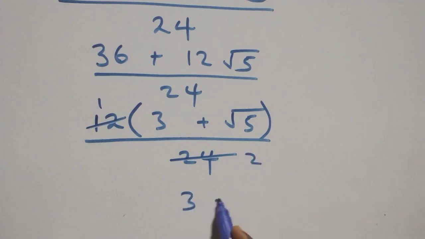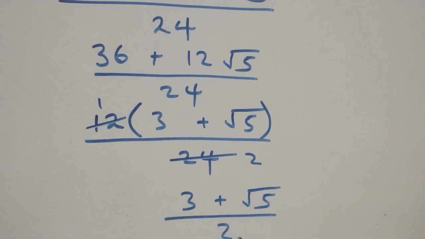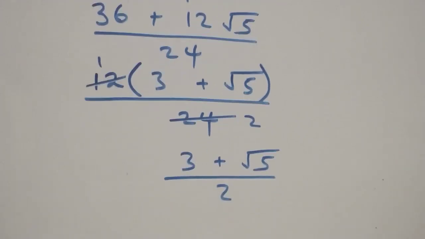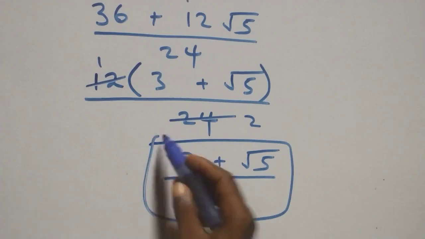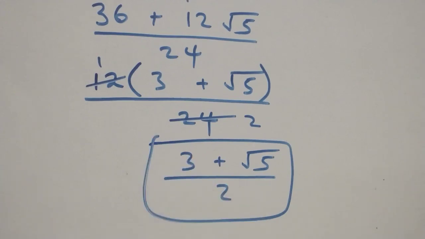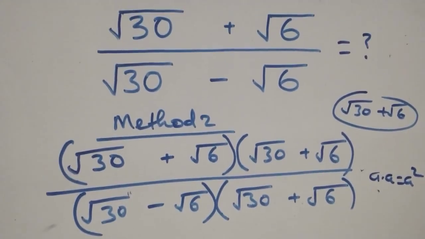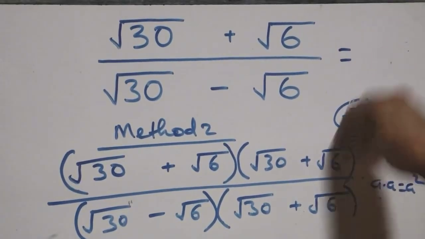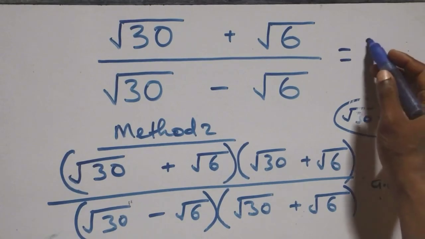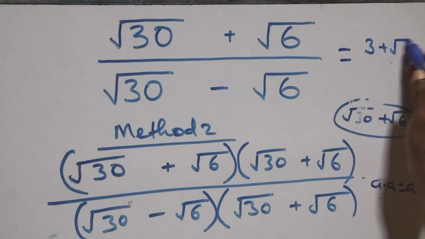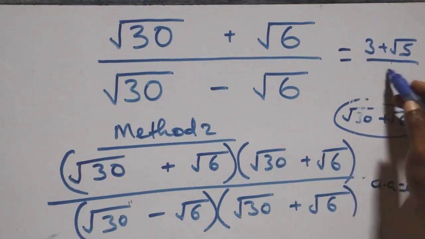All we have becomes 3 plus root 5 over 2, which is same thing with what we have in the first method. Therefore, this given problem, we conclude that it's simplified to 3 plus root 5 over 2.